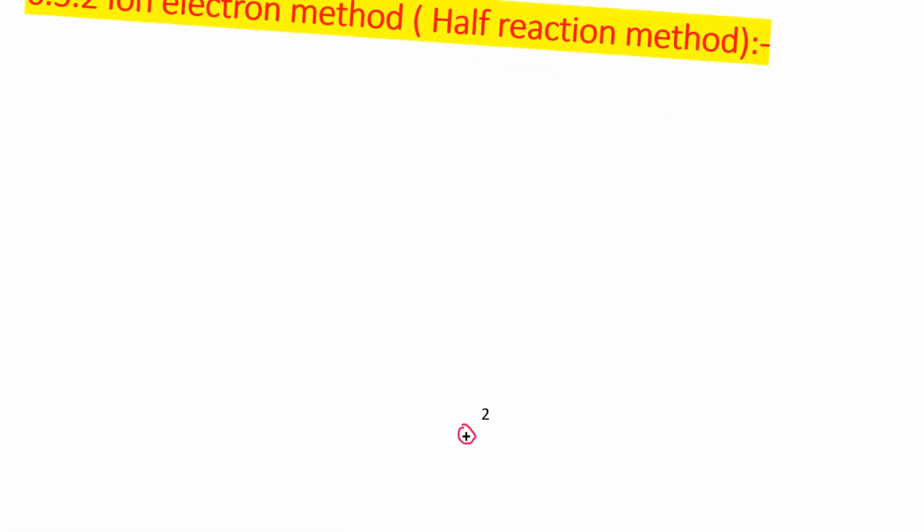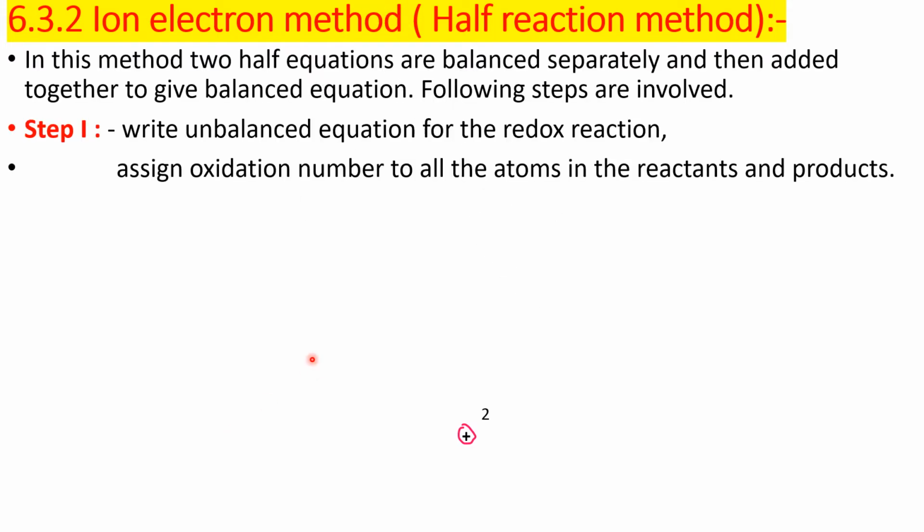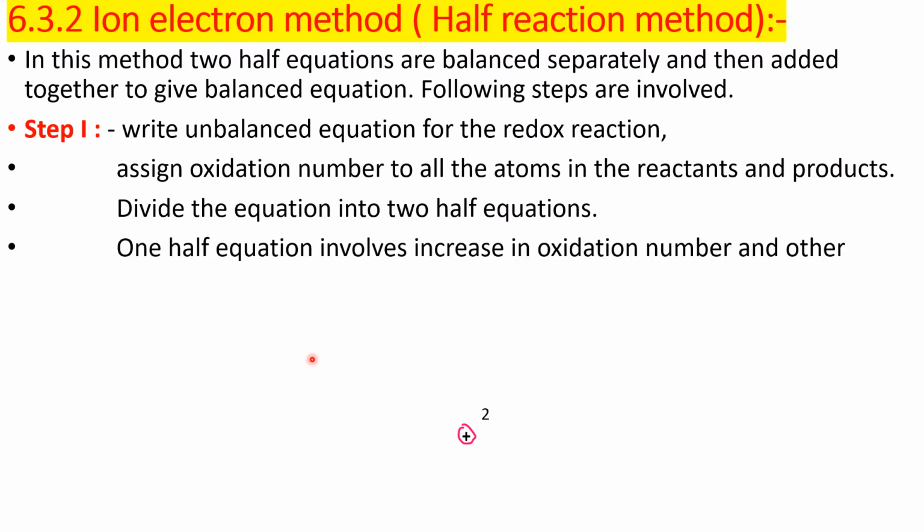Next, point number 6.3.2, the ion electron method, which is also known as the half reaction method. In this method, two half reactions or half equations are balanced separately and then added together to give the balanced equation. The following steps are involved in the half reaction method.